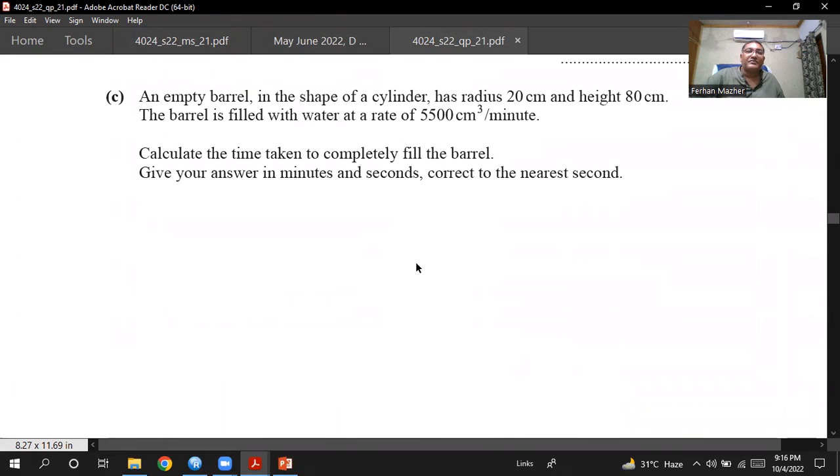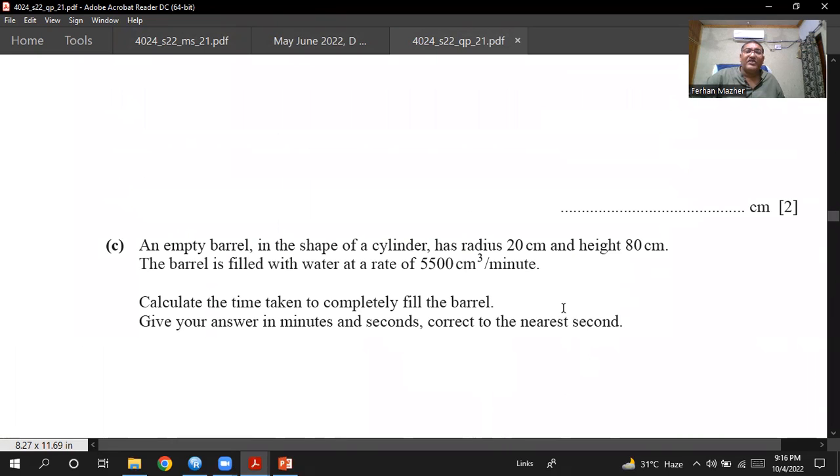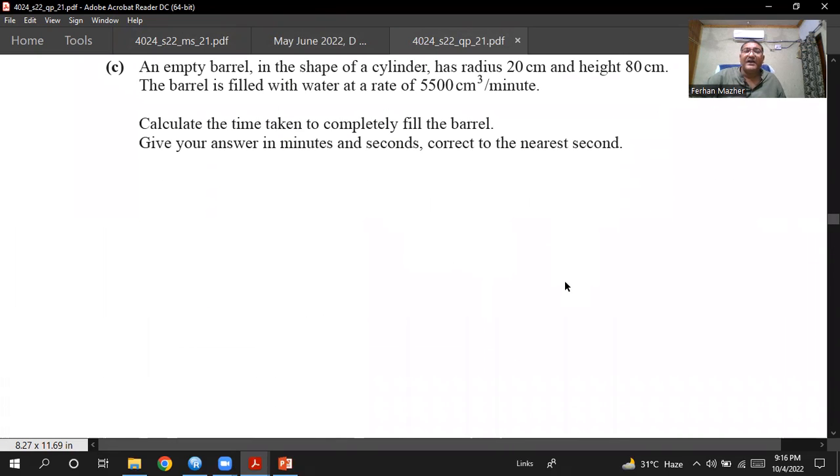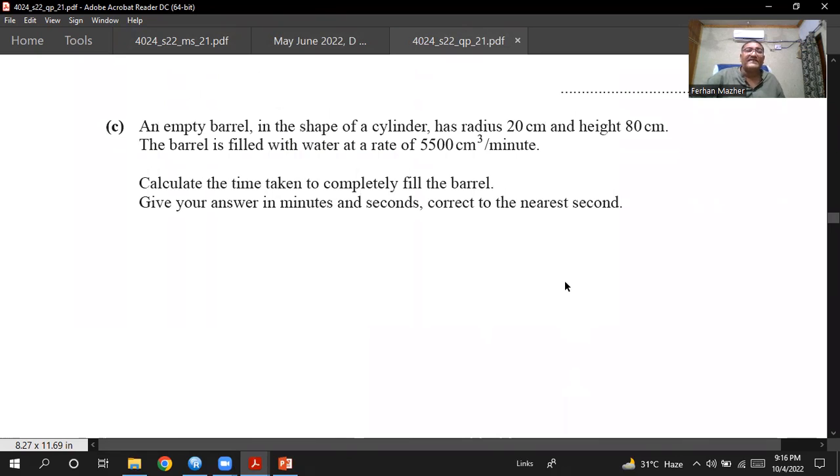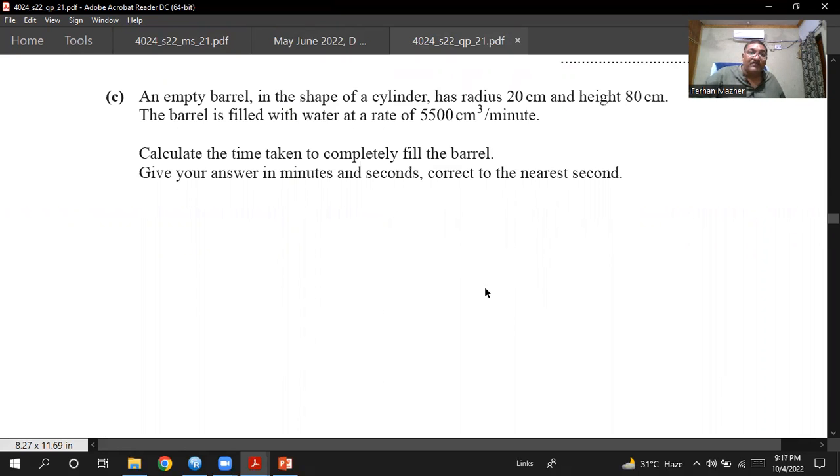That was a 2 marks question. Then the C part is a 3 marks question. He says an empty barrel in the shape of a cylinder has a radius 20 centimeter and height 80 centimeter. The barrel is filled with water at a rate of 5,500 centimeter cube per minute. Calculate the time taken to completely fill the barrel. Give your answer in minutes and seconds, correct to the nearest second. It's a 3 marks question.